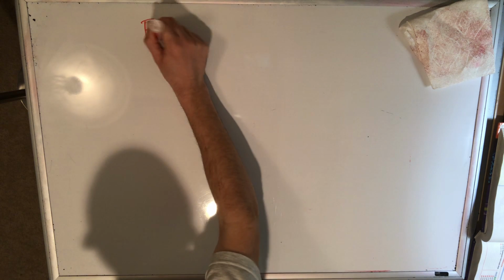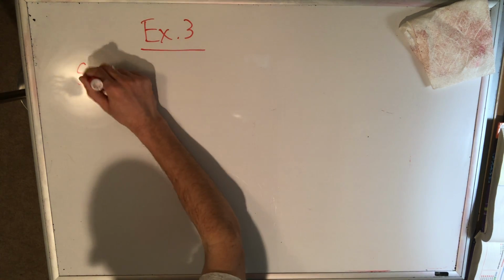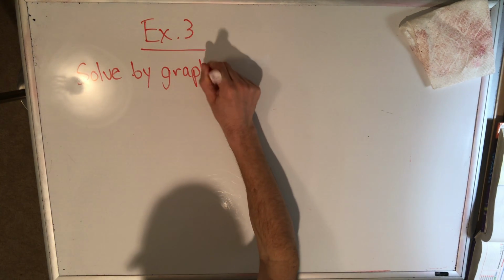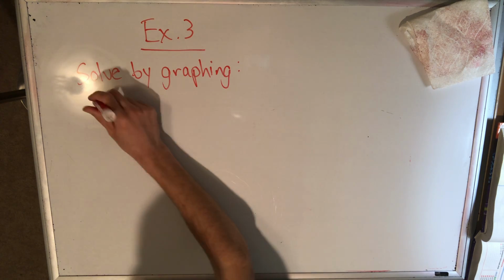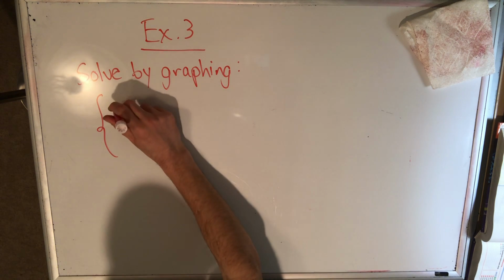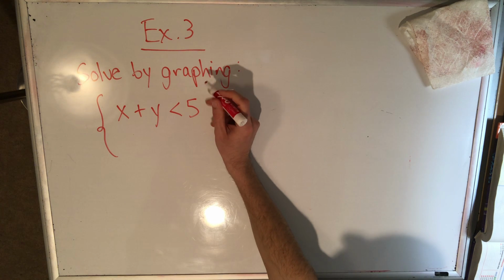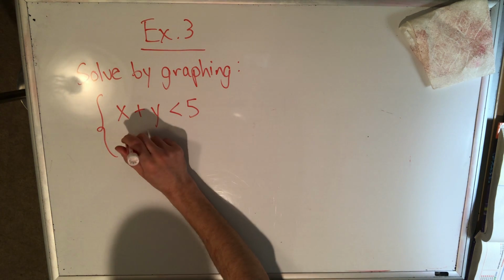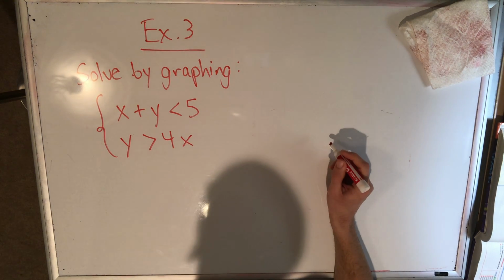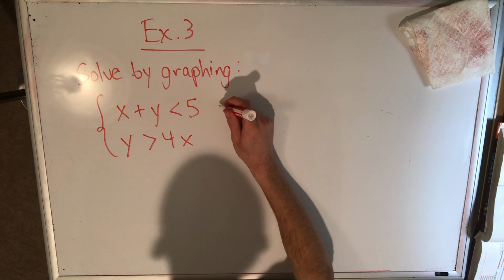Example 3, solve by graphing x plus y is less than 5, and y is greater than 4x. Let's get both into slope-intercept form by isolating y in each one.